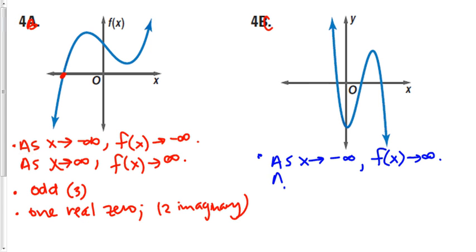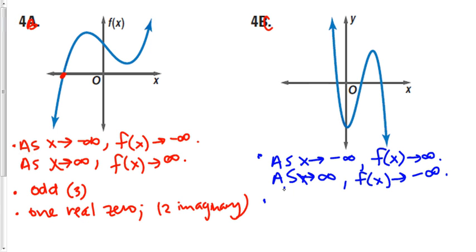And as x goes to positive infinity, well, I forgot my x in here. As x goes to positive infinity, as we go to the right, where's our graph heading? Well, the graph for the function is heading down to negative infinity. So you'd say f of x is going to negative infinity. So they're backwards this time.